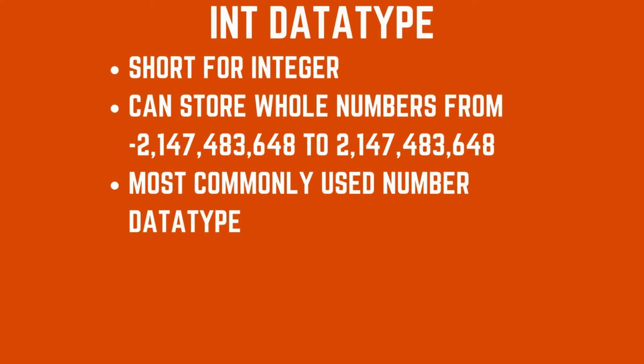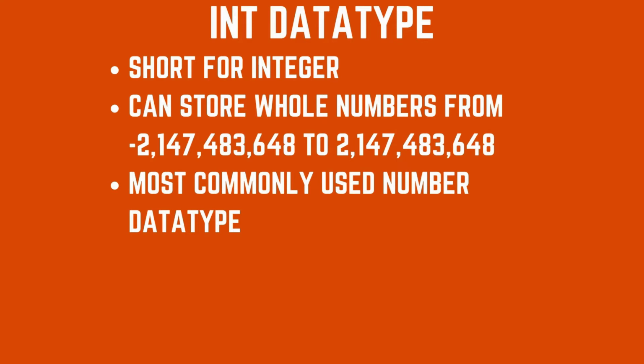The first data type we have is an int. Int is short for integer. In C#, we can store whole numbers from negative 2,147,483,648 to positive 2,147,483,648 in ints. The int data type is the most used data type for number variables in C#.